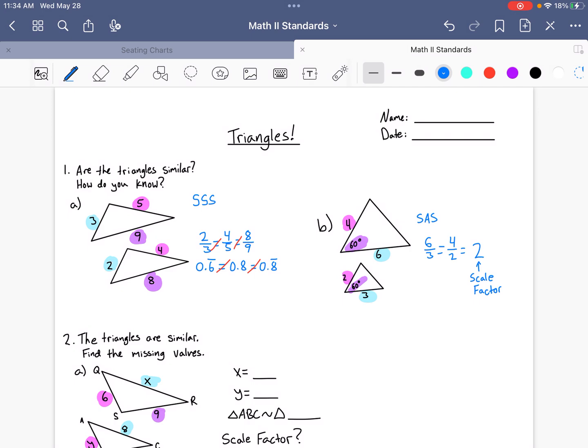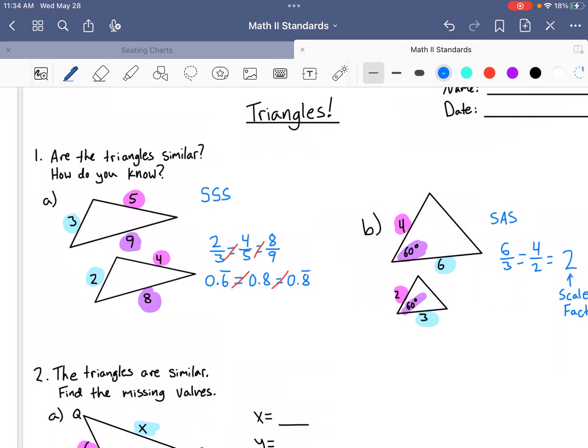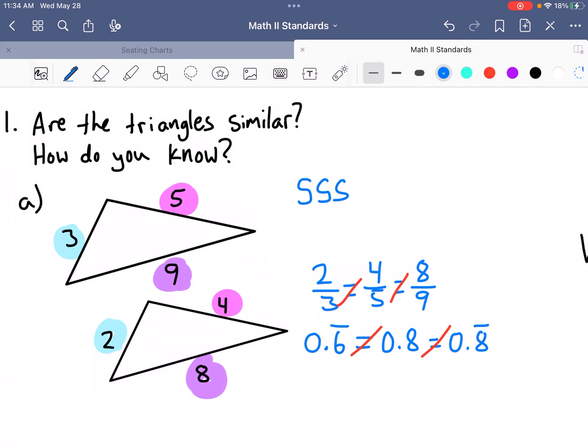Question 1, are the triangles similar? How do you know? Well, in class, we discussed 3 different methods of proving that triangles are similar. The first method was the side-side-side similarity theorem. And what that said is that if you have 3 sets of corresponding sides that are proportional to each other, then we can say that the 2 triangles are similar to each other.